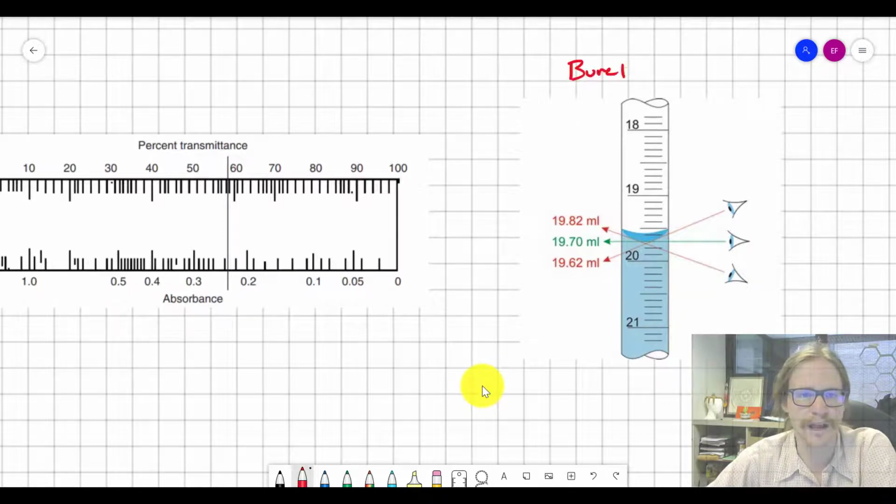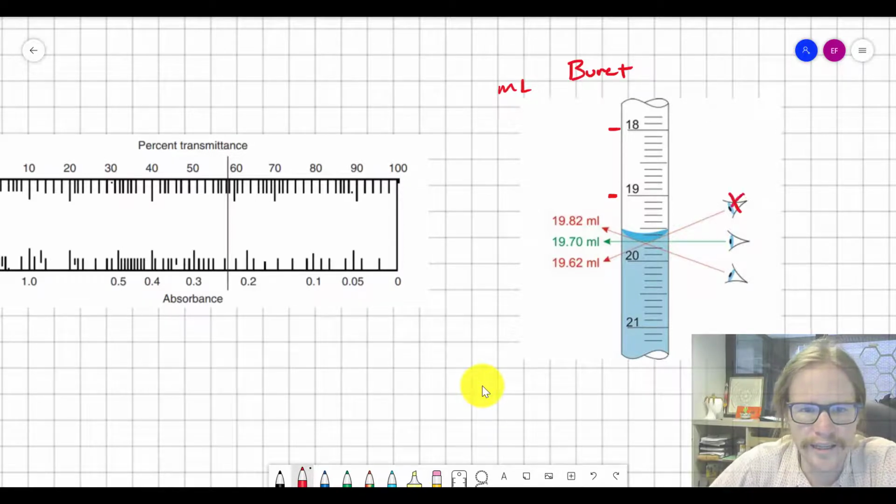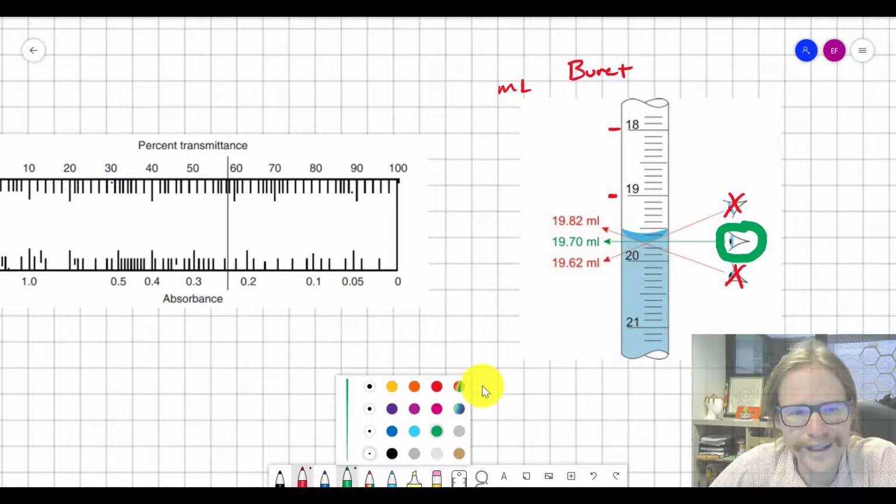A burette is an accurate and precise way to measure and deliver volumes of liquids. If we look at the gradations here, these are in milliliters. So we have, say, 18 milliliters here, 19 milliliters here. You can see, let's just negate the red lines here and just focus on the green one that's here. Oop, that's a thick line. And what we can see there is we can estimate where exactly that line crosses. And the gradations here are in 0.1 milliliters.